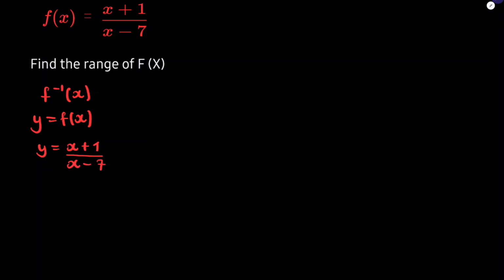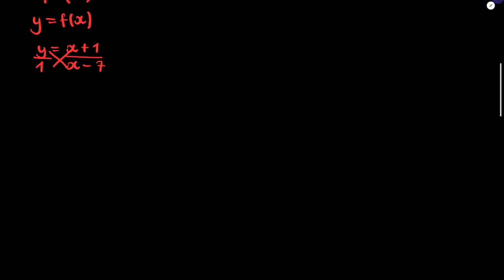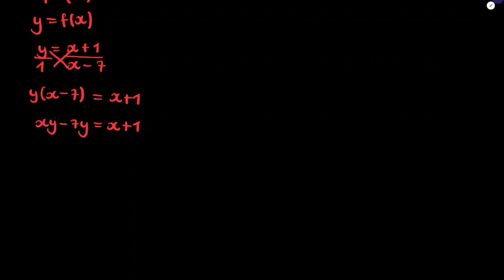Okay, so in this case, we have to make x the subject of the formula. So we have to solve for x. Here we are going to simply cross multiply. So we are going to have y into x minus 7 equal to x plus 1. Now we are going to open this bracket. So we are going to have xy minus 7y equal to x plus 1.